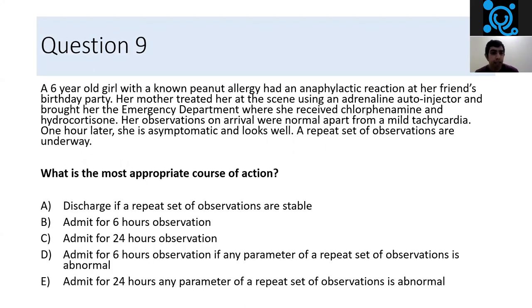Question 9. A 6-year-old girl with a known peanut allergy had an anaphylactic reaction at a friend's birthday party. Mother treated her at the scene using an adrenaline autoinjector and brought her to the emergency department, where she received chlorpheniramine and hydrocortisone. Her observations on arrival were normal, apart from a mild tachycardia. 1 hour later, she's asymptomatic and looks well. A repeat set of observations are underway. What is the most appropriate course of action?